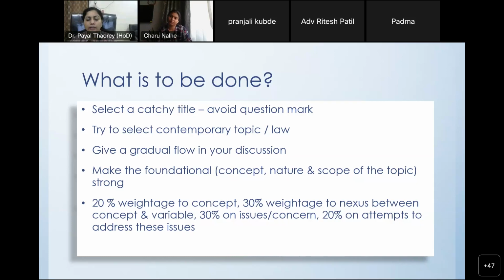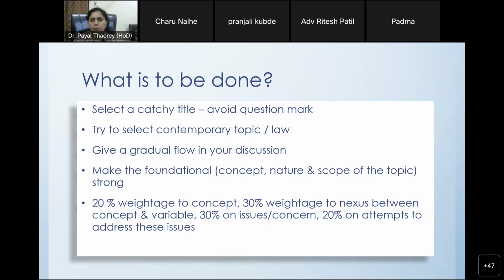See, writing a research paper is a very proportionated thing. You just cannot, मैंने देखा है students ना 6-7 pages हो गए and they are writing foundation only. So that's a big no-no. Okay, it is a very basic fundamental part of your research, but you focus only on like 20% weightage on your concept.